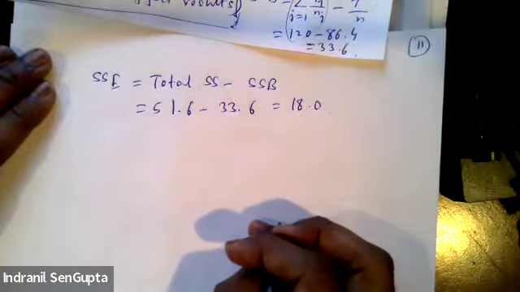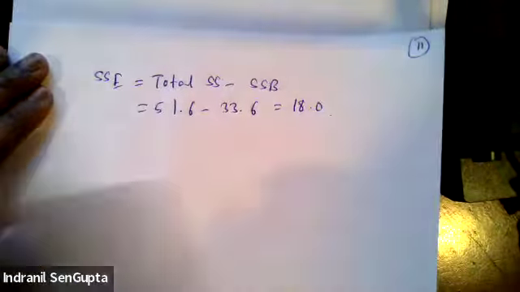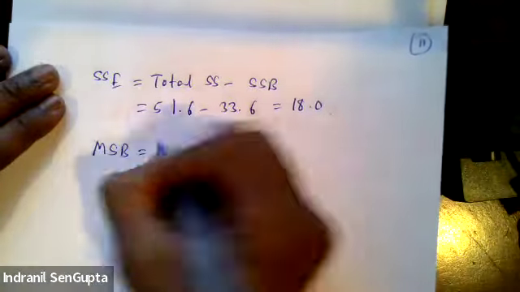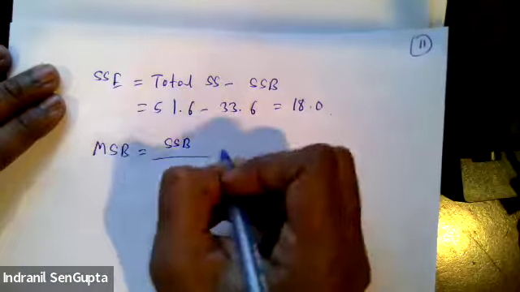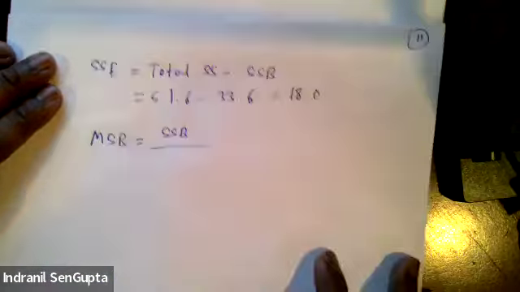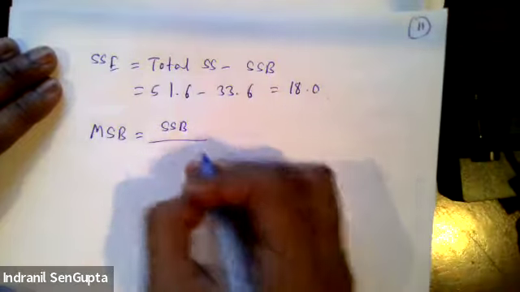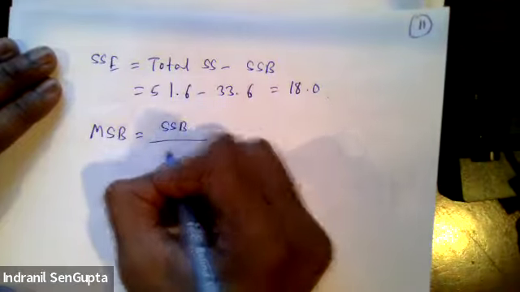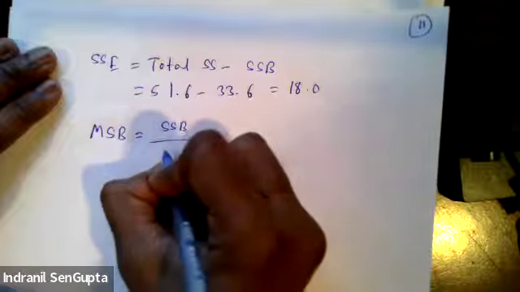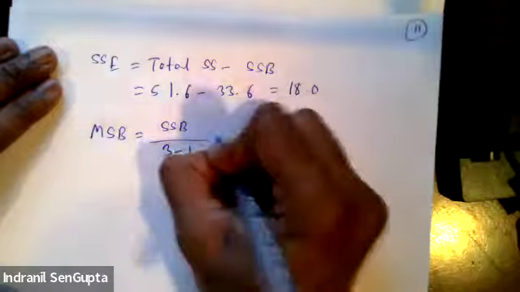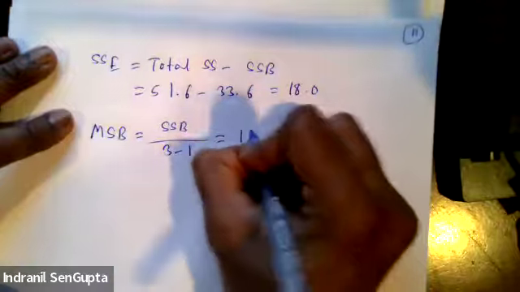Okay, and that's pretty much it. I can, of course, compute MSB. So MSB is SSB over B minus 1. In this case, we have 3 groups, so it's 3 minus 1. If you compute this, it's 16.8.